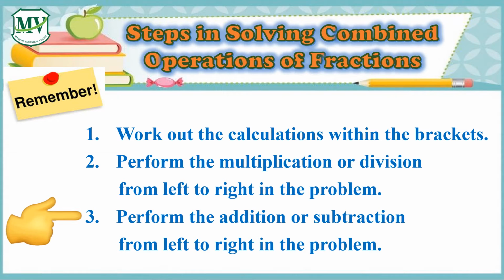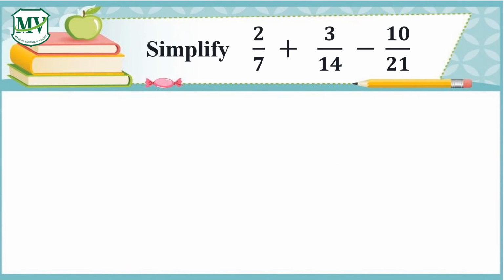Good job! This time, let's explore some problems. Are you ready? Example: simplify 2 over 7 plus 3 over 14 minus 10 over 21. Let's copy the problem. Notice that we cannot add or subtract these fractions because they don't have the same denominator.